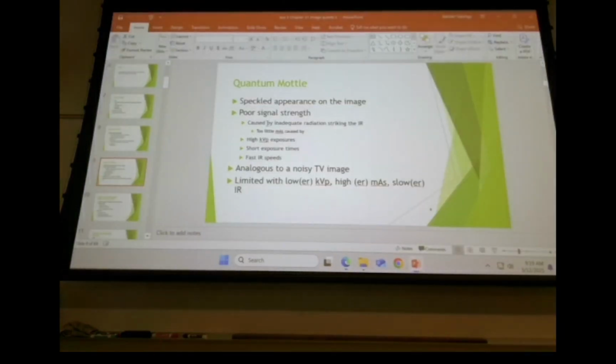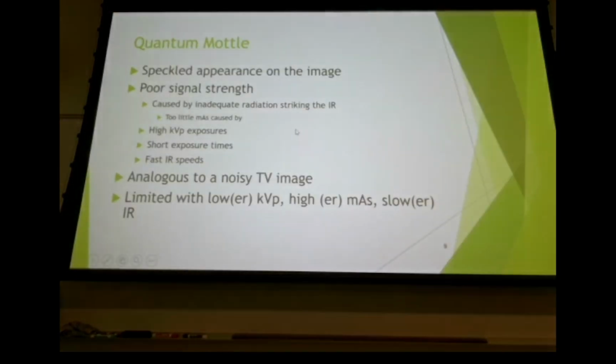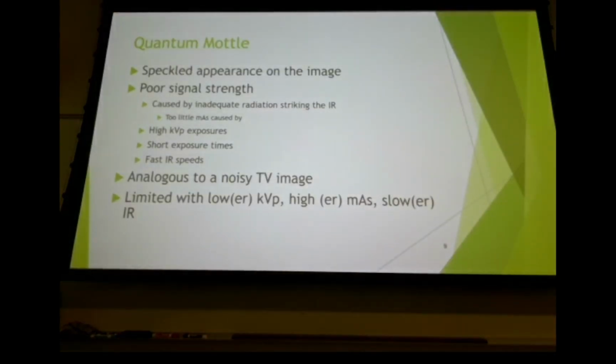All right, so it's a speckly appearance on the image. It's caused by poor signal strength. It's caused by inadequate radiation strike on the image receptor, and quality or quantity doesn't matter in this context. Increase the quality, increase the kVp, and you increase the likelihood that you're going to have quantum mottle. But quality by itself doesn't really have an effect. It's just too few X-ray photons, so too low a mAs. So it's caused by high kVp, short exposure times, fast image receptor speeds, and we'll talk about that again here in a minute. Analogous to a noisy TV image.